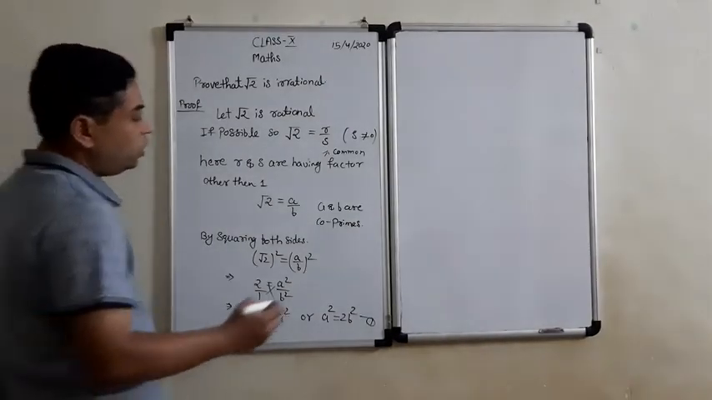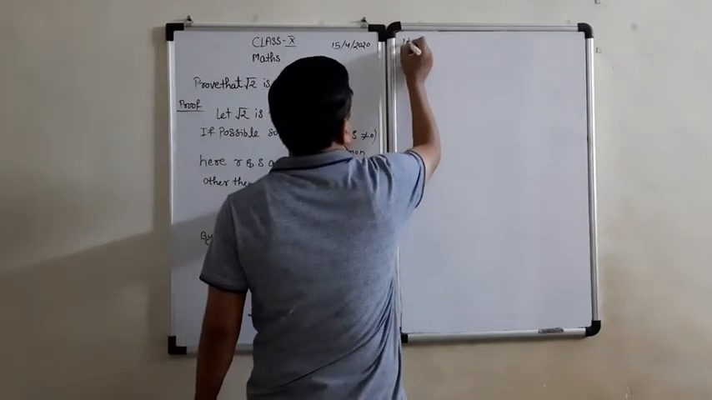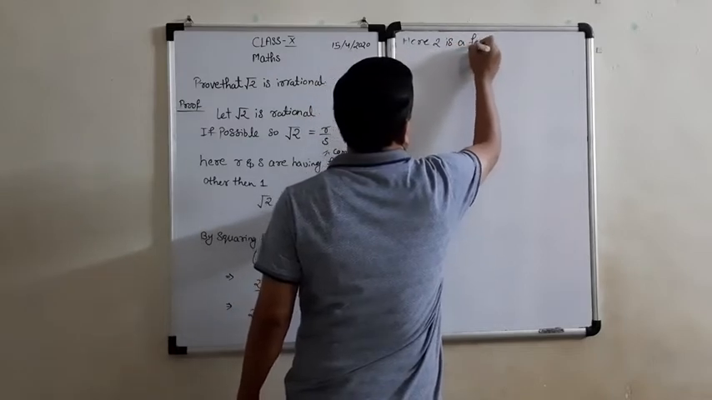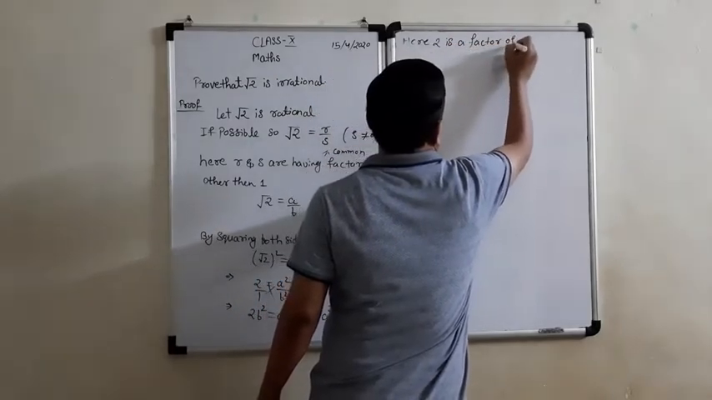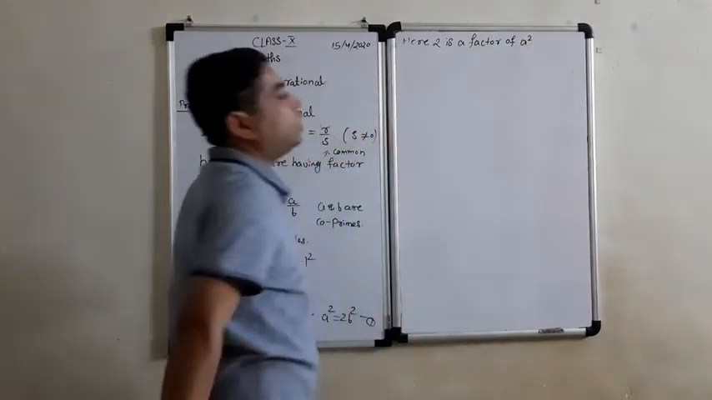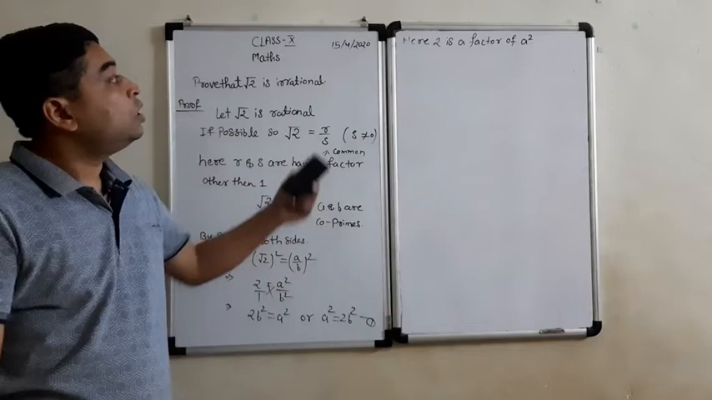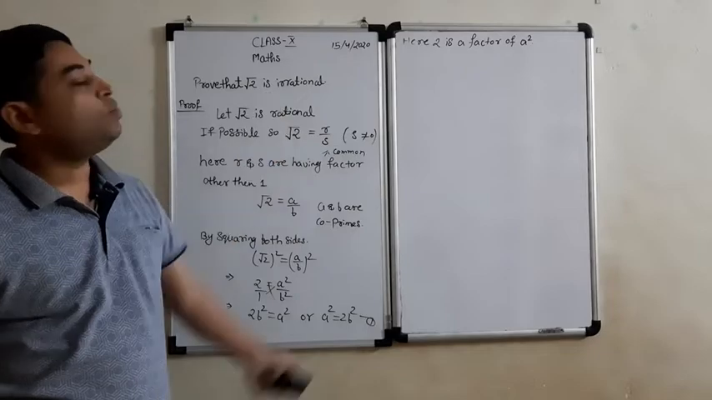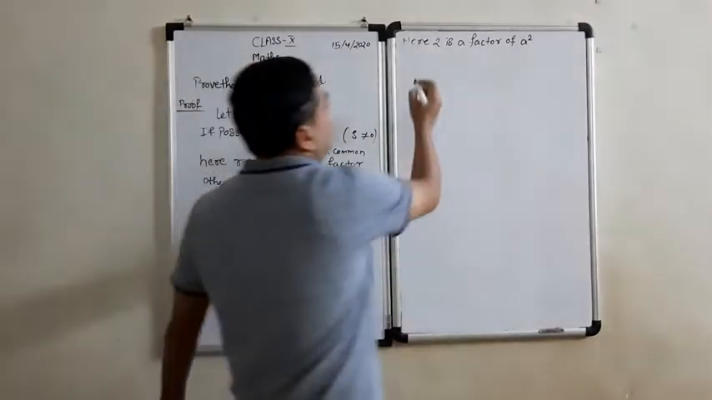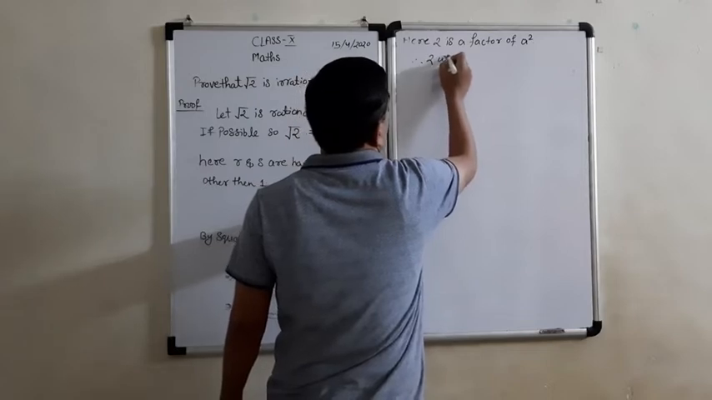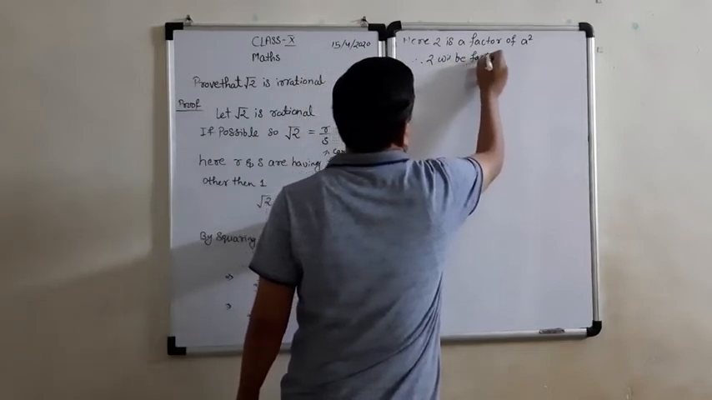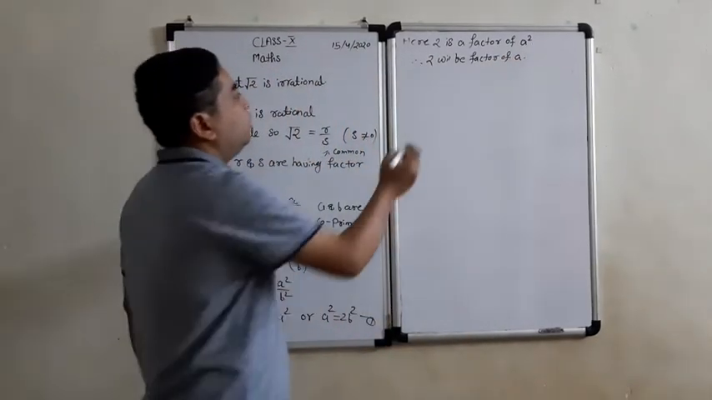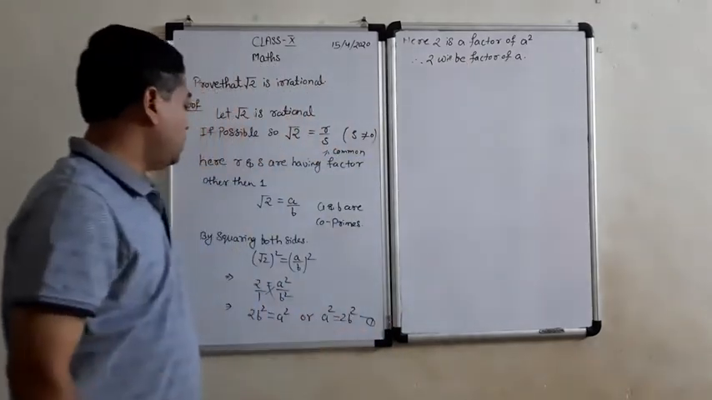So 2 is a factor of a square. If 2 is a factor of a square, surely 2 will be a factor of a also. It means if a square is divisible by 2, then a will be divisible by 2. Therefore we can write 2 is a factor of a. This is our first result.